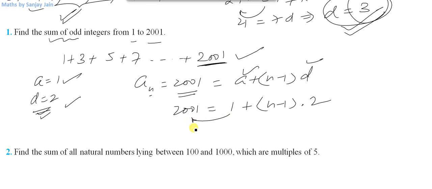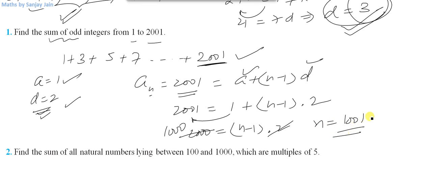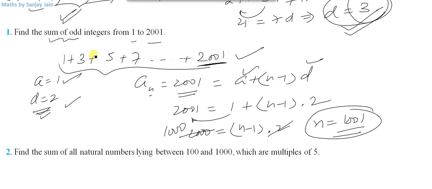I can bring this 1 here, so it will become 2000. It is equal to n minus 1 into 2. So this will become 1000 here, and n will be equal to 1001. So this is the total number of terms, 1001. And you could have noticed this just by looking at it, right? These are all odd numbers. If I had written from 1 to 2000, there will be 1000 even numbers and 1000 odd numbers, but I need till 2001. So obviously one odd number more than 1000, that is 1001.